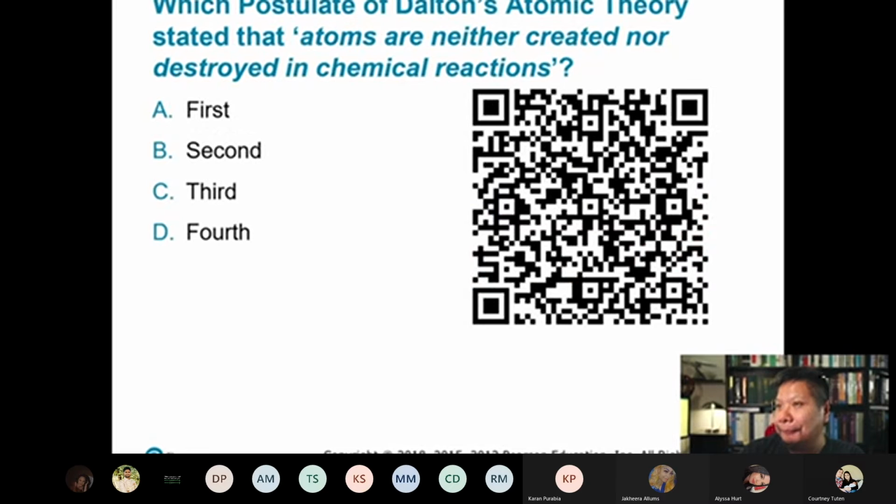All right, so which postulate of Dalton's atomic theory stated that atoms are neither created nor destroyed by chemical reactions? We just talked about this, okay? So for those of you who are capable of actually answering this question, feel free to scan the barcode and answer this question, right? Because if you're driving, please don't try to answer this question while you're driving.